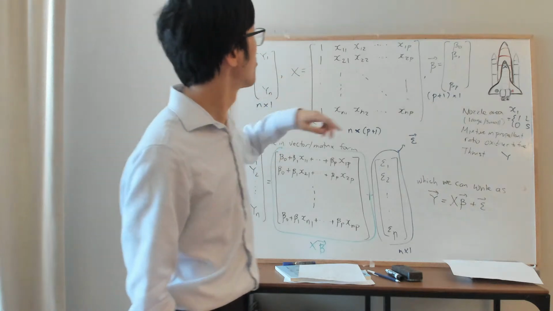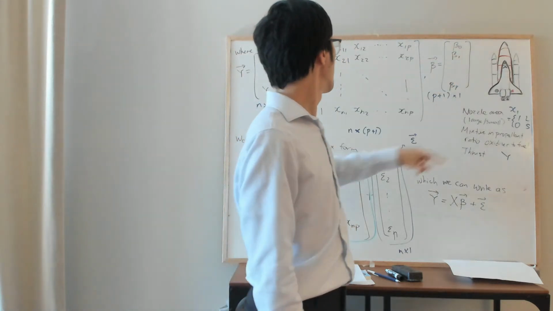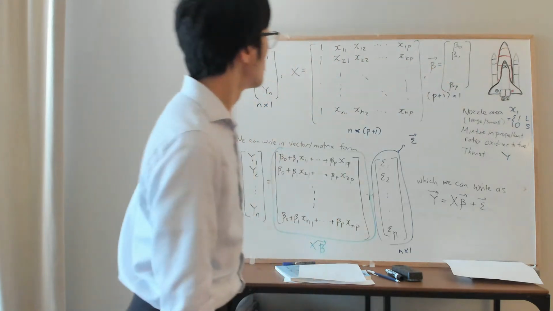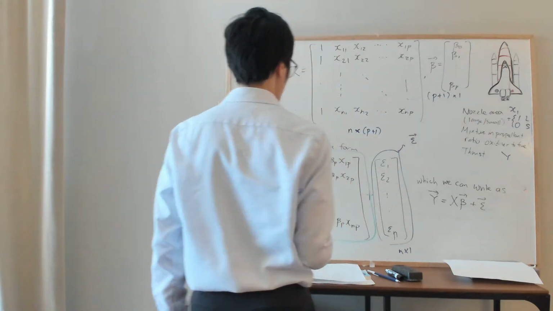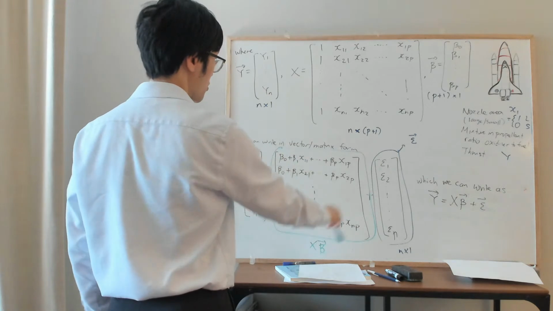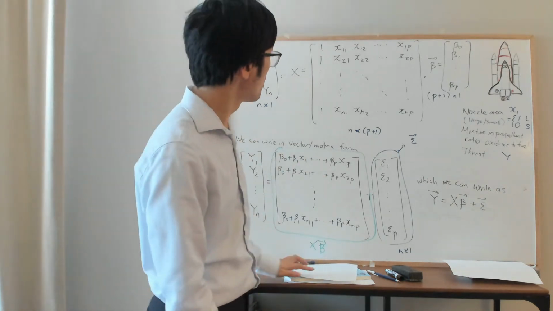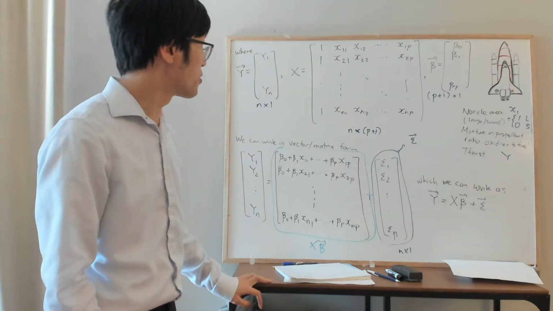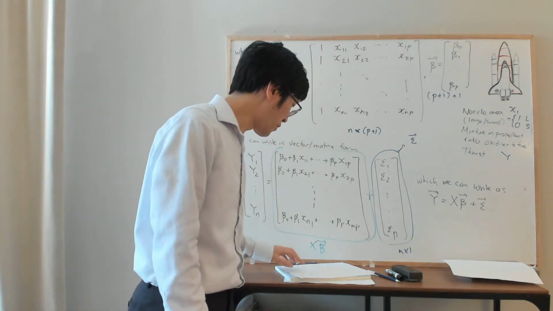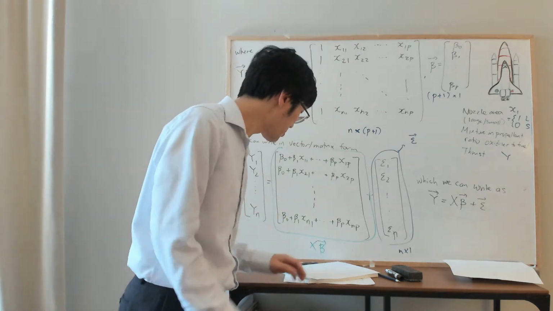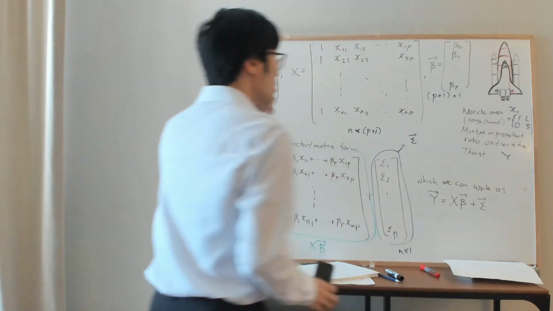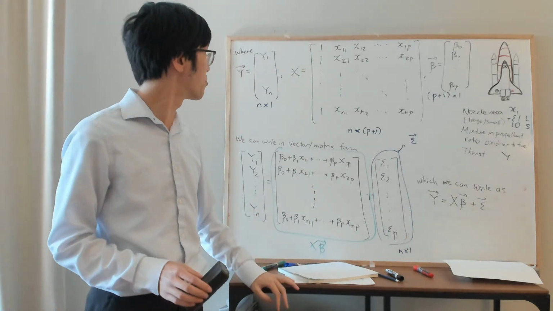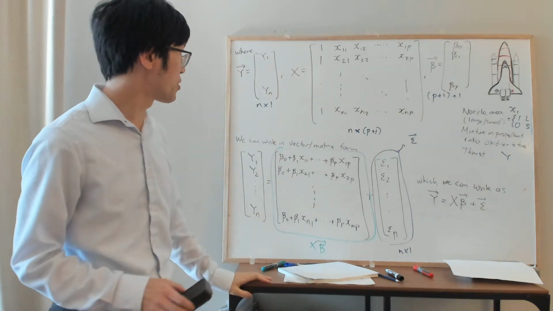So the first entry is 1 times beta 0 plus beta 1 times x11, beta 2 times x12, and so on. We can verify that these two multiplied together give us this vector with the means. This way of expressing the multiple linear regression setup is going to be very helpful when we work with its properties. So now we have the setup of y equals X beta plus epsilon.